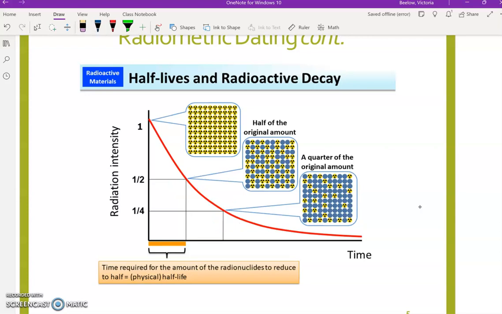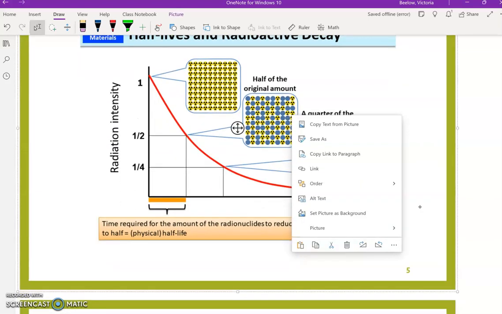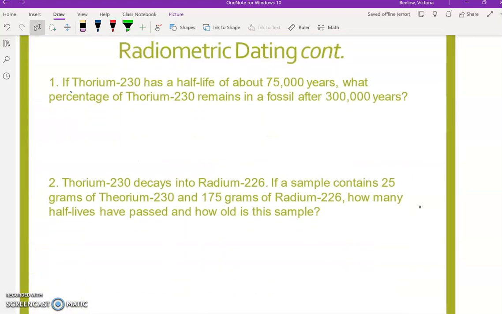Now, again, this will just continue pretty much infinitely because you can't create or destroy matter according to the law of conservation. So let's go through 2 practice problems here. So I have a radioactive isotope, thorium-230, and its half-life is about 75,000 years. So that means that if you had a sample of thorium-230, it would take 75,000 years for just half of it to decay.